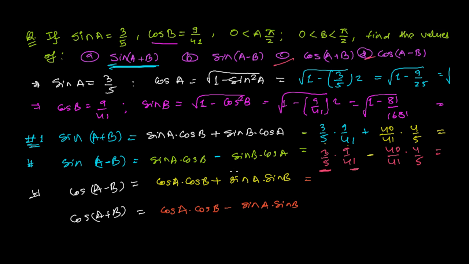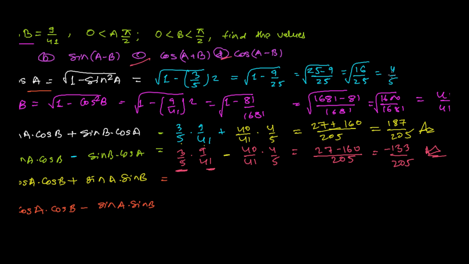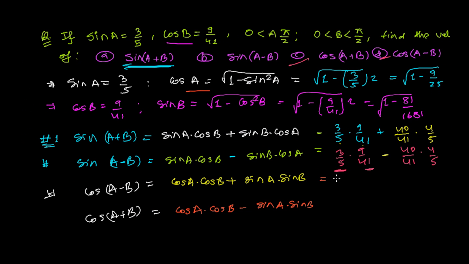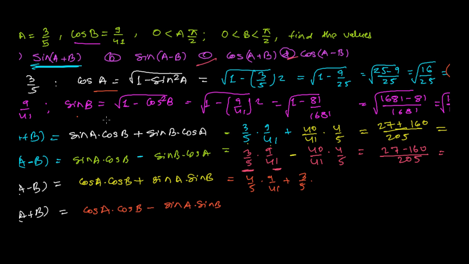Cos A cos B. We know the value of cos A, also we know the value of cos B. Cos A value we have recently found out, 4 by 5. And cos B is given 9 by 41, so it's 4 by 5 and 9 over 41, and then plus. Sine A we know, and we know sine B also. Sine A is 3 by 5, and sine B we had found out, 40 over 41.